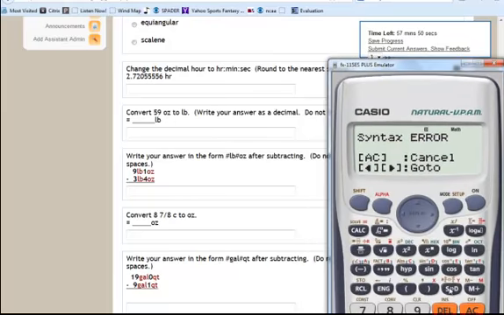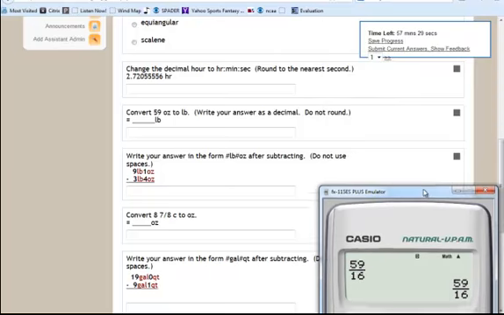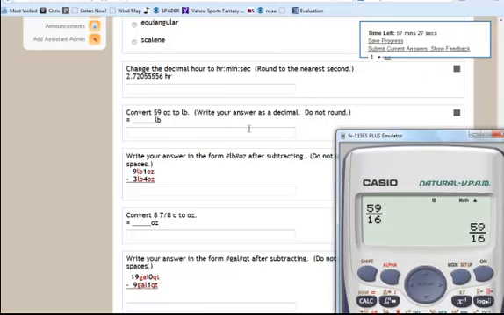Convert 59 ounces to pounds. There are 16 ounces in a pound, so we would press 59 over 16, because it's 59 ounces, and then do the shift S to D to get it to be a decimal, and record the whole thing.